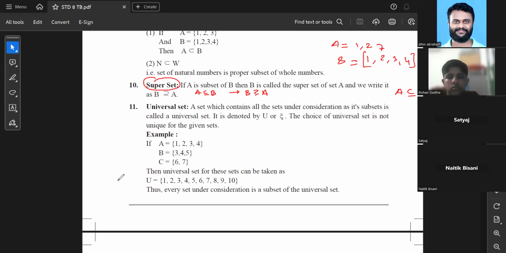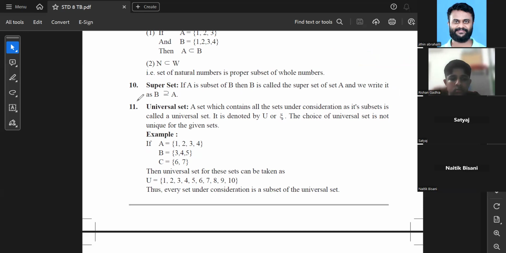The next one is the universal set. What is a universal set? A set which contains all the sets under consideration as its subsets is called a universal set. It is denoted by U, or this particular symbol: you write E with a slight curve below and a curve above like this. It is a difficult symbol, so maybe you simply use U.